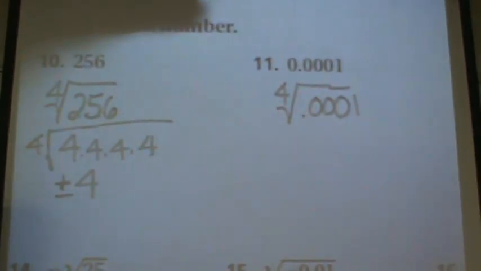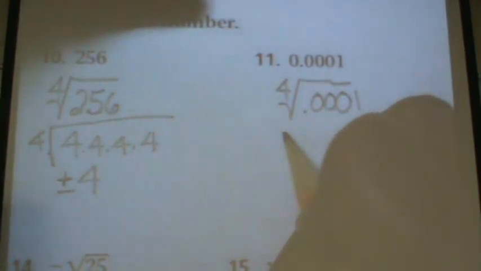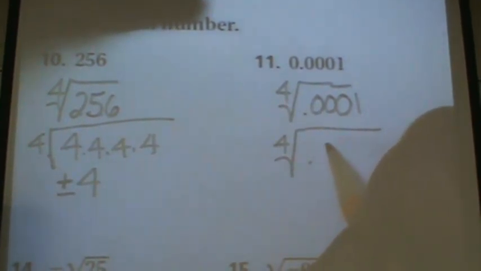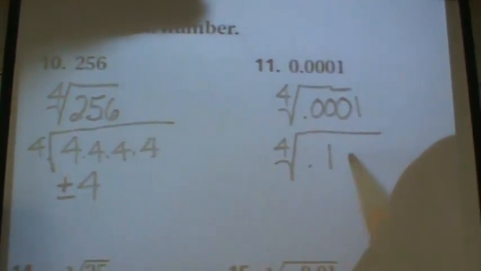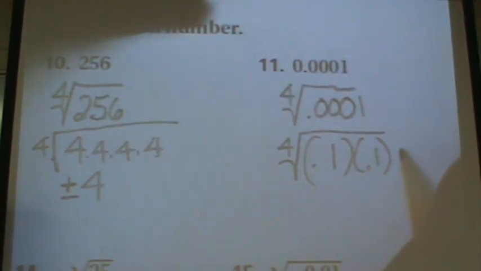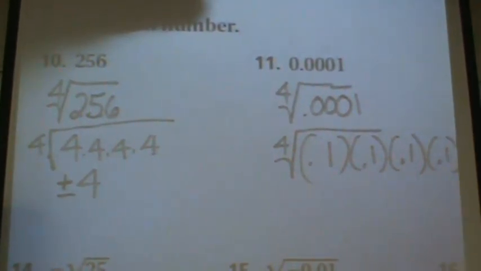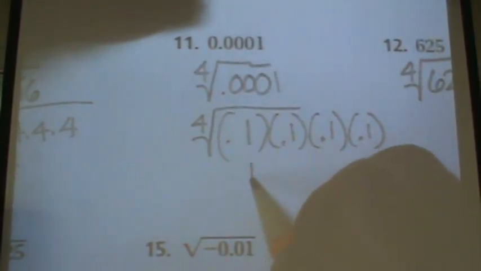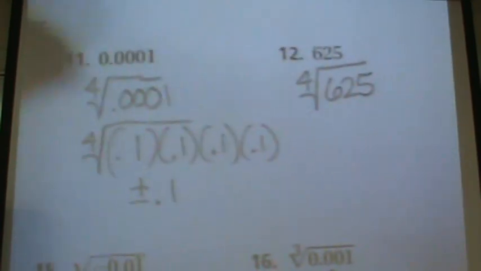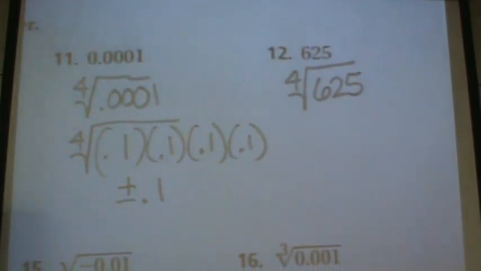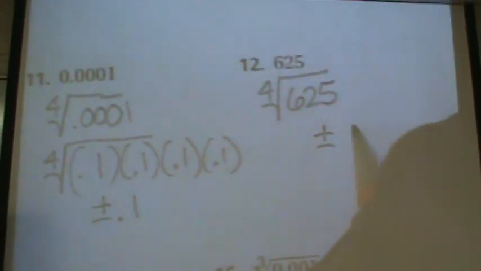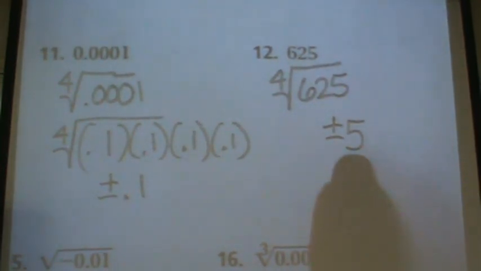Number 11 would be what 4 numbers multiply to give you 0.001, and that would be 0.1 times 0.1 times 0.1 times 0.1. And they could also be negatives. You could have 4 negatives that multiply to give you that. So plus or minus 0.1. And the last one, 625, is 5 and negative 5. 4 numbers that multiply to give you 625 are 5 or negative 5.